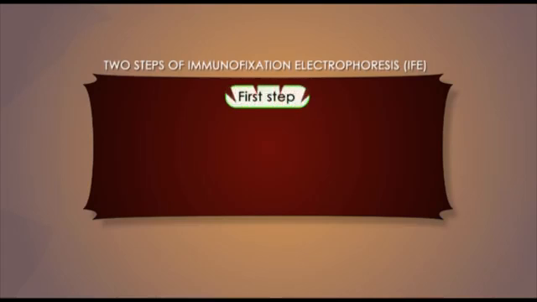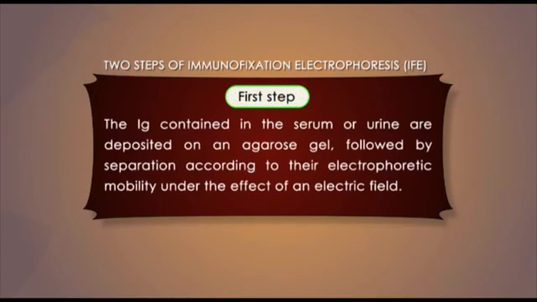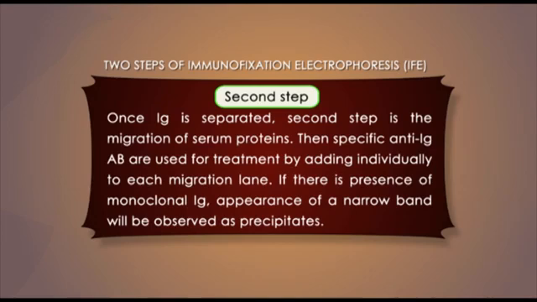In the first step, the IG content in the serum or urine is deposited on an agarose gel, followed by separation according to their electrophoretic mobility under the effect of an electric field. Once IG is separated, the second step is the migration of serum proteins. Then specific anti-IG antibodies are used for treatment by adding individually to each migration lane. If there is presence of monoclonal IG, appearance of a narrow band will be observed as precipitates.